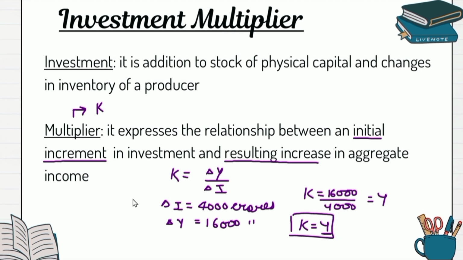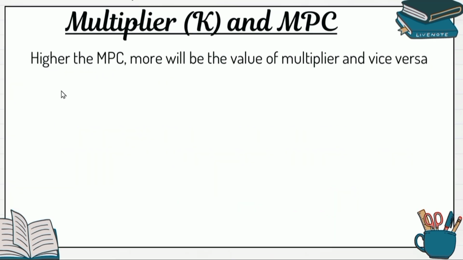Before examining the workings of the multiplier, let's consider the maximum and minimum values of it. And to do so, it is essential to understand the relationship between multiplier and marginal propensity to consume. So there exists a relationship between MPC and the value of multiplier, that is K. And the higher the MPC, the more will be the value of multiplier. So let's just see how.